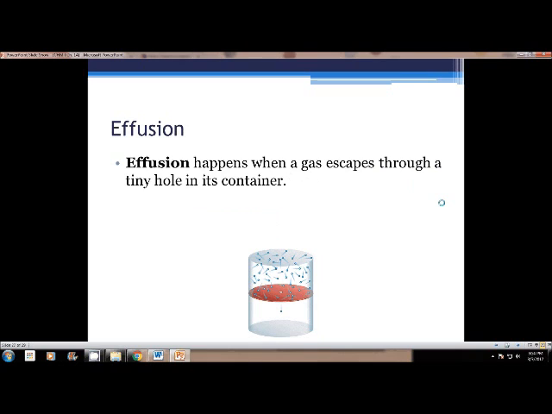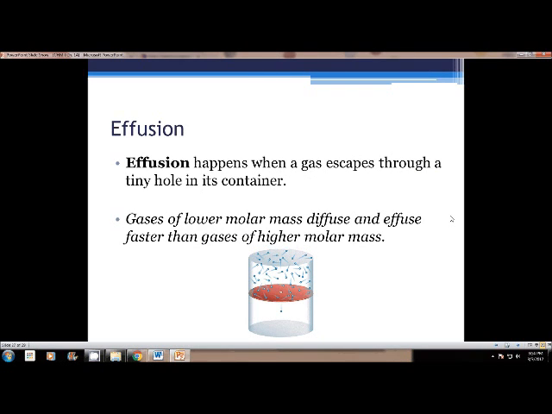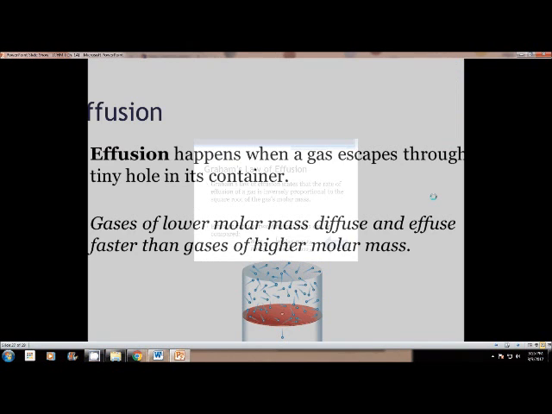So we have a lab that helps us with that. Effusion happens when gas escapes through a tiny hole in the container. With effusion and diffusion, gases with lower molar mass move faster than gases with higher molar mass. That's because the smaller molar mass allows them to move more quickly than the bigger molar mass. Or in effusion's case, if it's going through a hole, maybe there can be 2 or 3 small molecules going through compared to one large molecule.